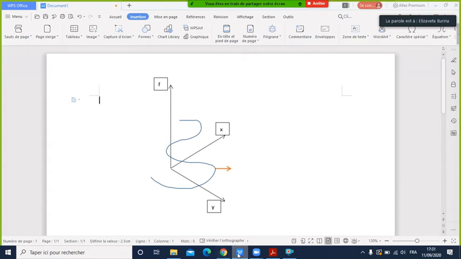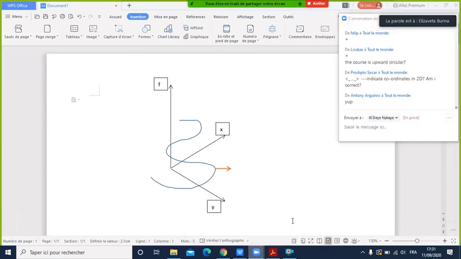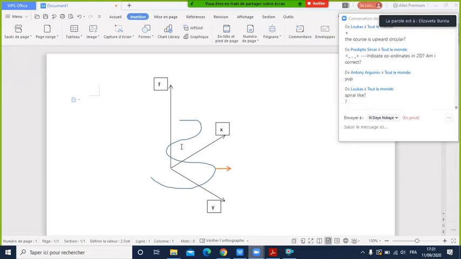Okay, so is that clear for now? The course is upward circular. No, yes, no, I don't know, I just put a random blue line. Yeah, maybe. It really doesn't matter. It can be whatever function. And as I said, it should actually be a surface.